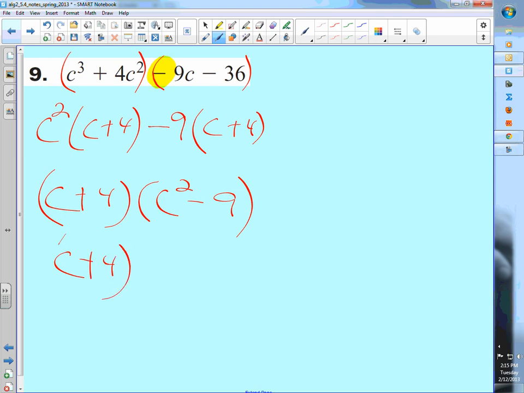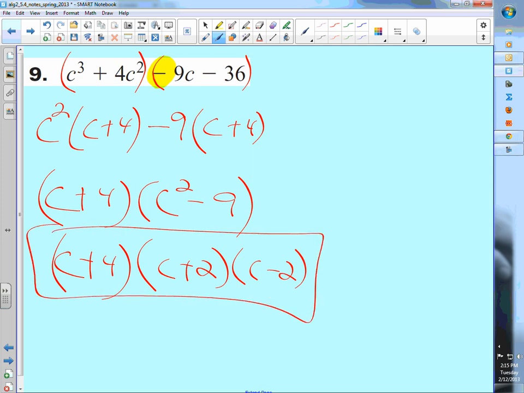So C plus 4 is here, C plus 3, C minus 3. Only the sum and difference of the cubes is the trinomial not factorable. This isn't one of those.